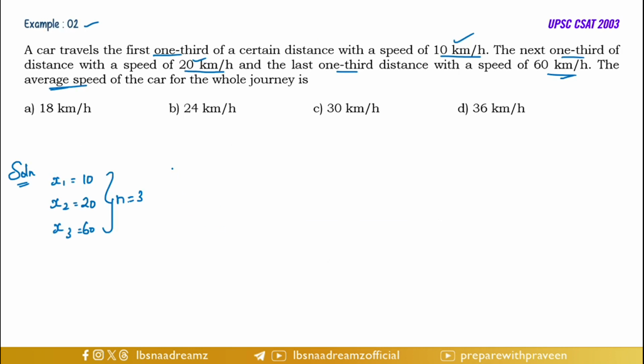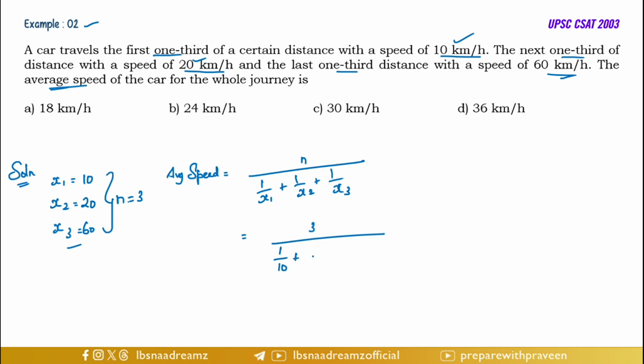So average speed is equal to n by 1 by x1 plus 1 by x2 plus 1 by x3. Here we have x3, right? So we are stopping with x3. So apply the value. N is equal to 3. 1 by x1, that is 1 by 10 plus 1 by 20 plus 1 by 60.